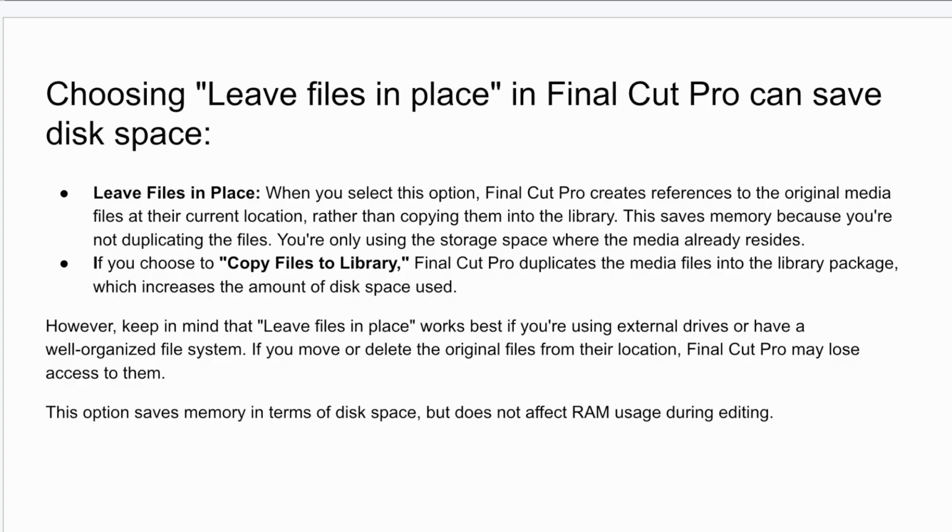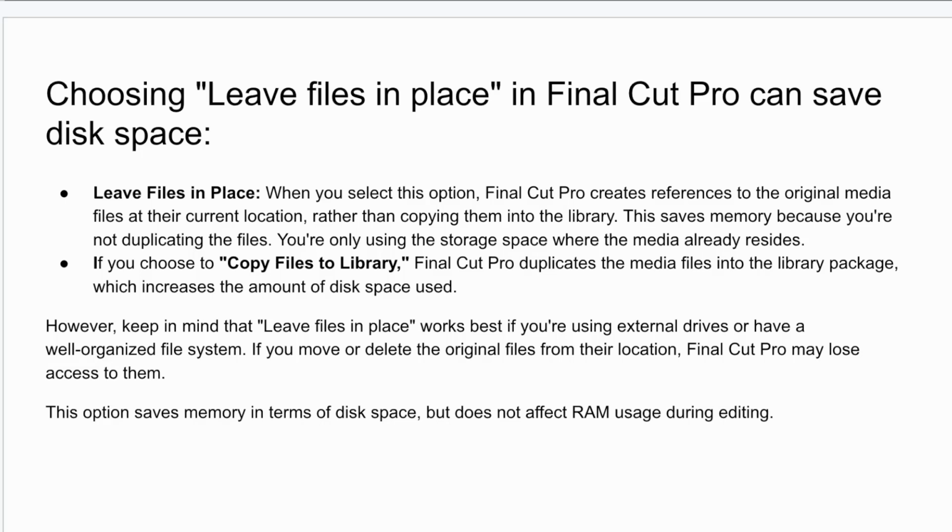Choosing leave files in place in Final Cut Pro can save disk space. If you select this option, Final Cut Pro creates references to the original media files at their current location rather than copying them into the library. This saves memory because you're not duplicating the files. You're only using the storage space where the media already resides.